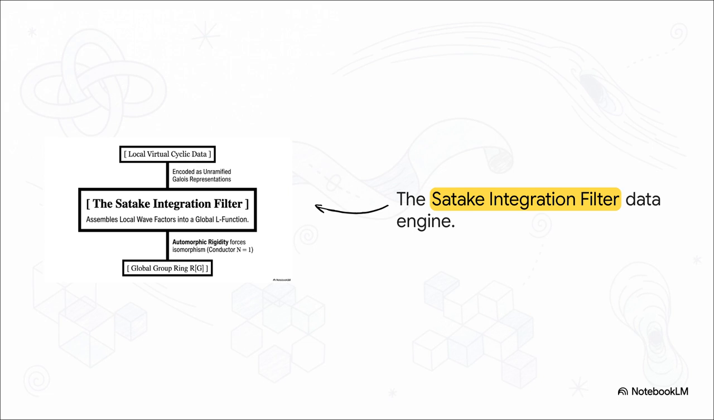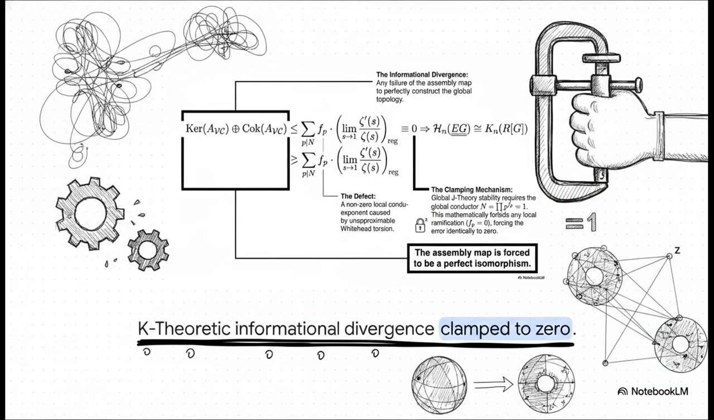But for this global group ring to stay structurally stable and unitarily closed, we have to enforce a critical requirement of mathematical reflection symmetry. And here is how that happens. The clamping mechanism on the right of this equation is everything.